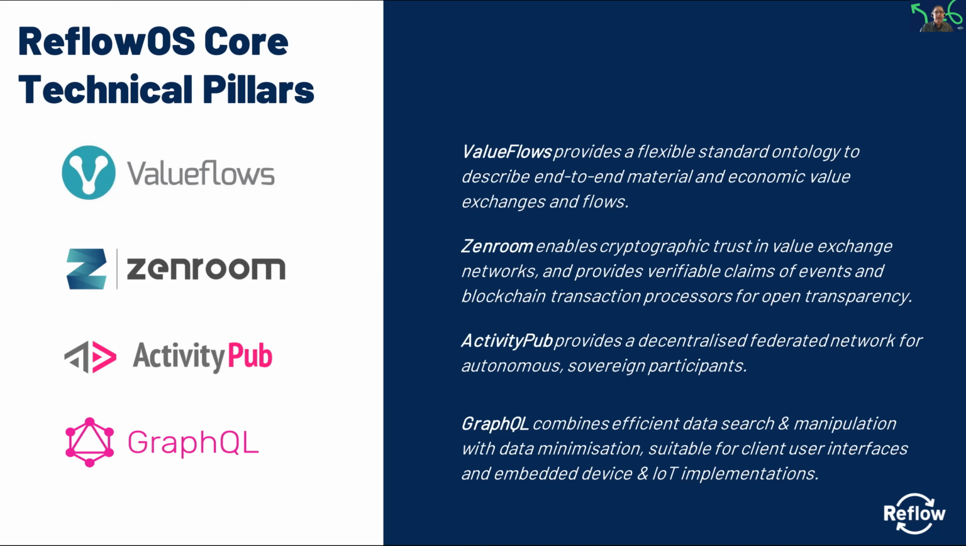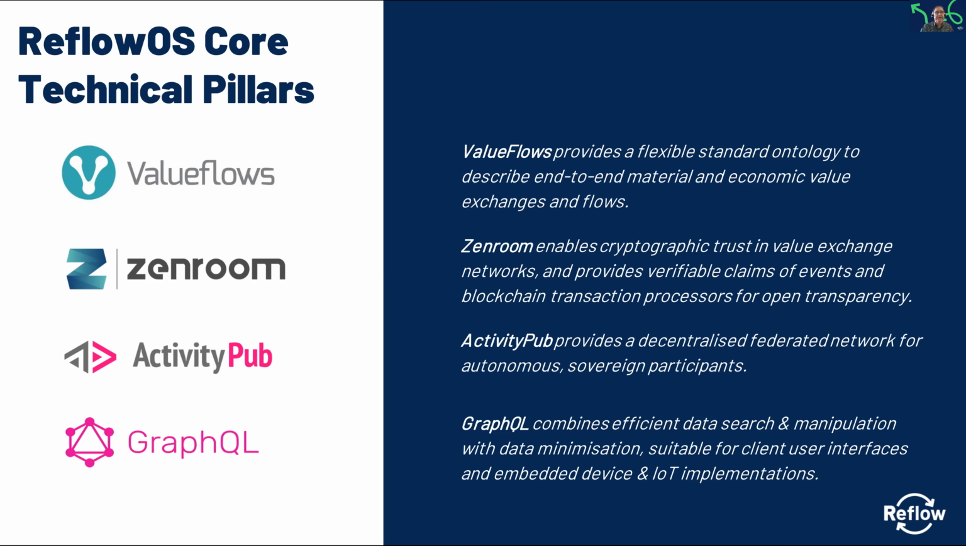The third and fourth pillar, the third pillar is a standard called ActivityPub. ActivityPub allows for decentralized federated networks for autonomous sovereign participants. Now, what does that mean? It means obviously that within the realm of economic and material activity between participants, a level of control and autonomy can be achieved by the federated network model. In other words, this is innovative in the sense that this platform is not owned by one particular party, and it's not controlled by one particular owner of a platform. There is autonomy within the actions of each participant.